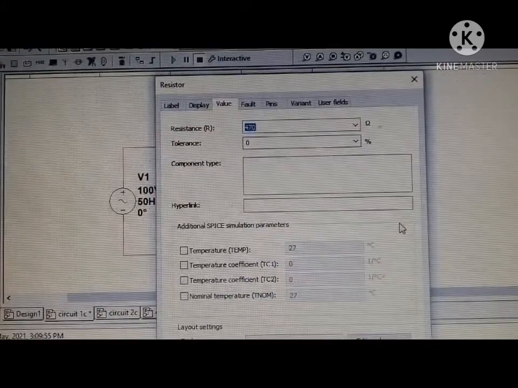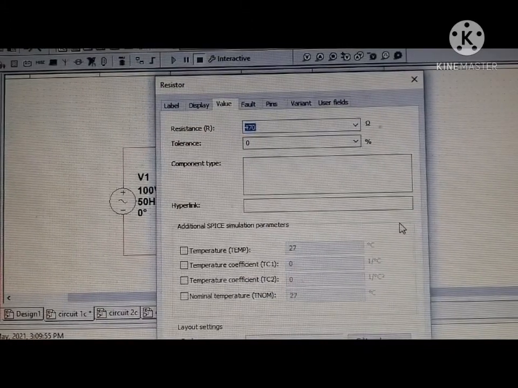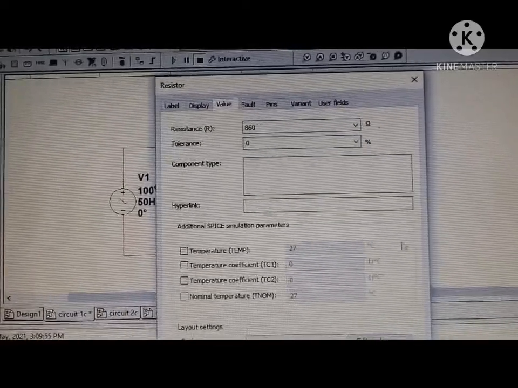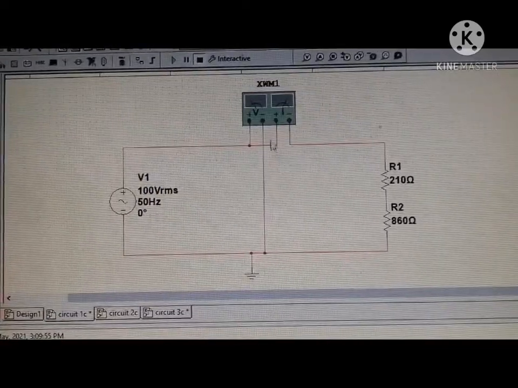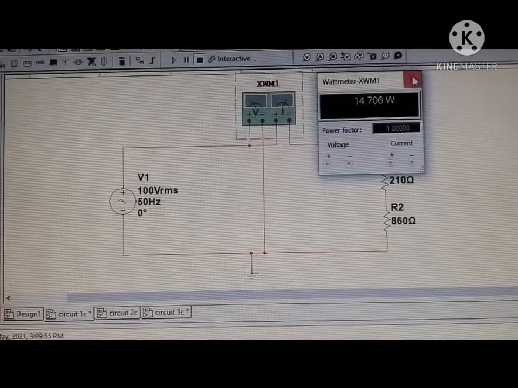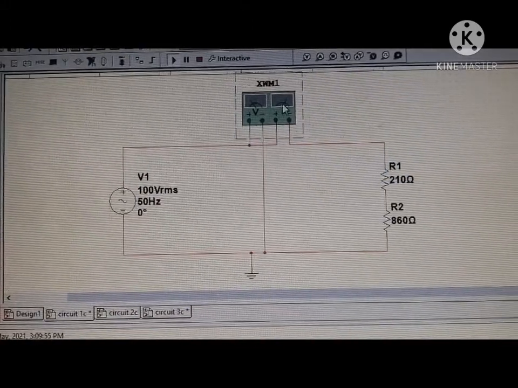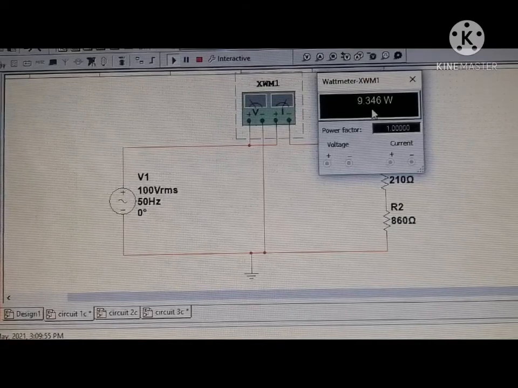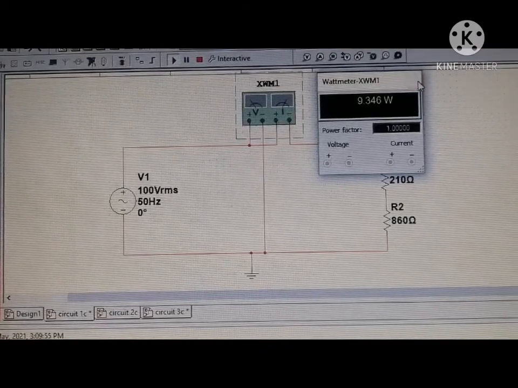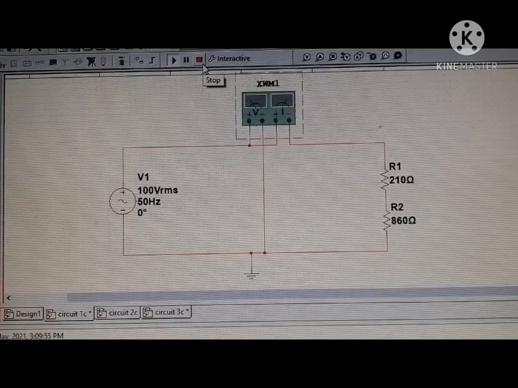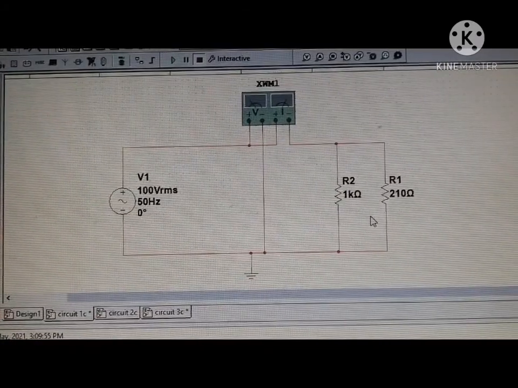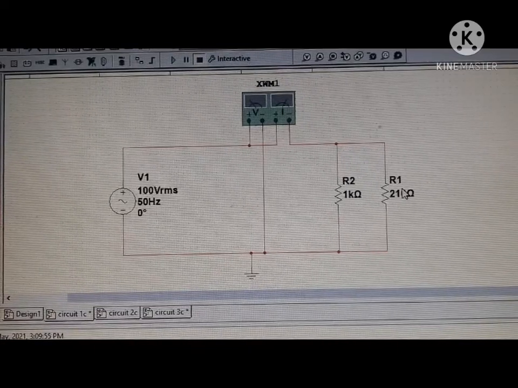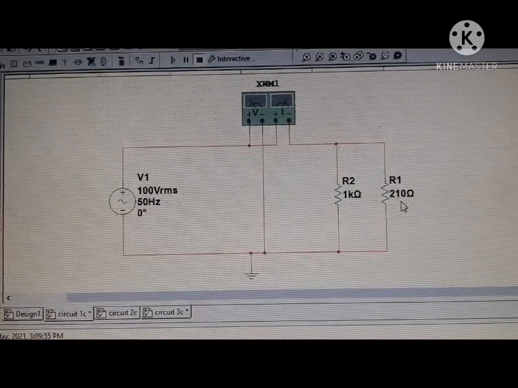Alright, and R2 is 860 ohm. Okay, so run the simulation first and then you will get the answer, that is 9.346 watt. Alright, stop the simulation.